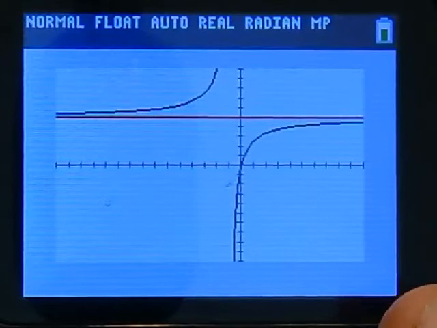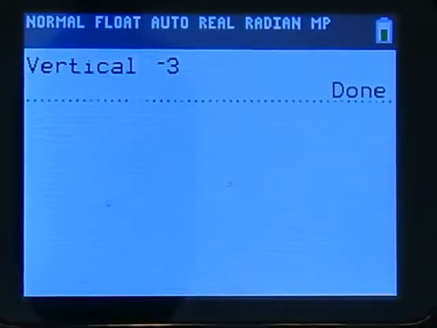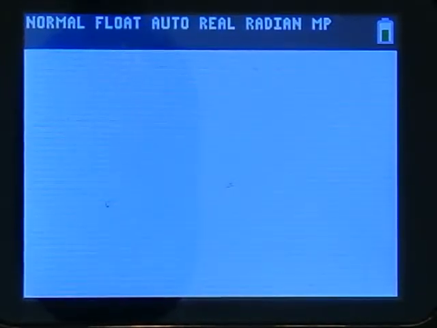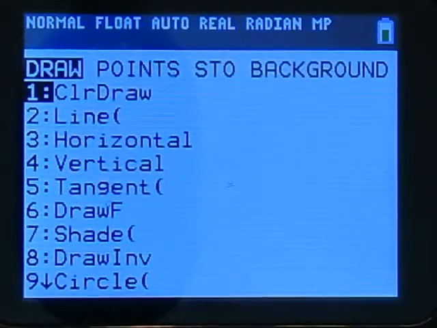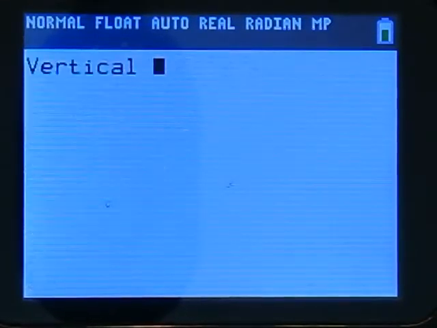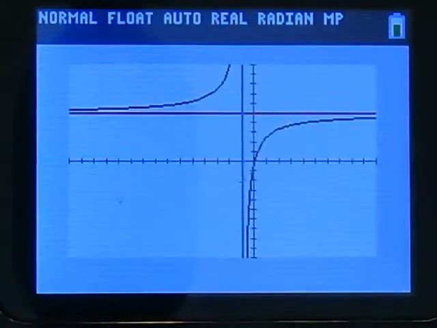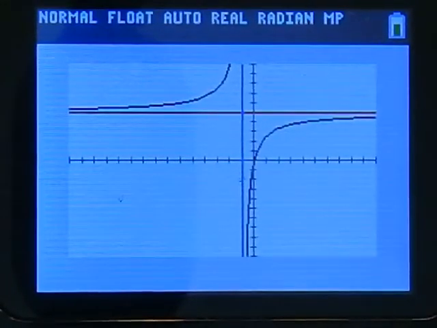So I'm going to go to my quit screen, and I'm going to clear that out. You've got to go here. If you don't come to your main work screen, it won't work. So we're going to go second draw, and we find this menu. Number 4 is vertical, and our vertical asymptote was at -1, and hit enter, and it snapped it into place. It's in another color. That's good. So we can see our asymptotes look like they're in the right spots.